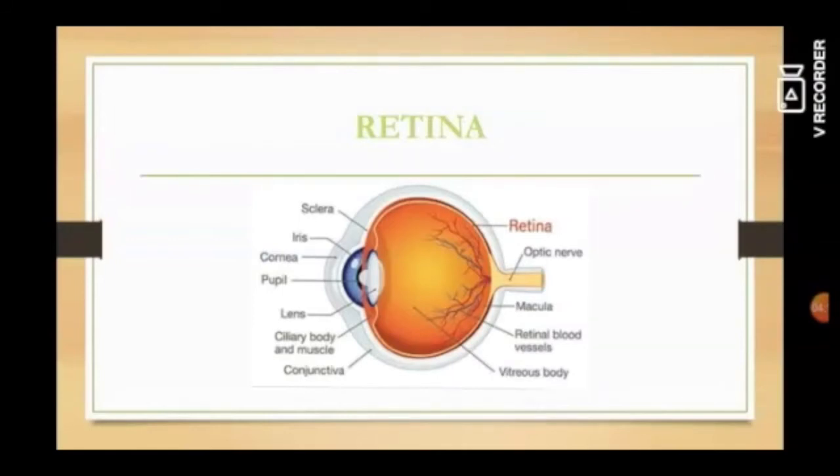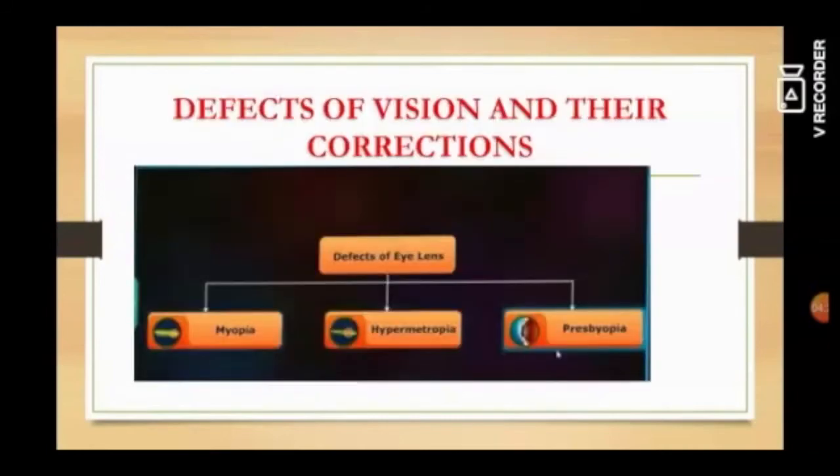Students, we have seen people wearing spectacles, and even a few of your classmates wear spectacles or powered lenses. And you are aware of why they are wearing them: their vision is not clear. So defects of vision are of 3 types: myopia, hypermetropia and presbyopia.